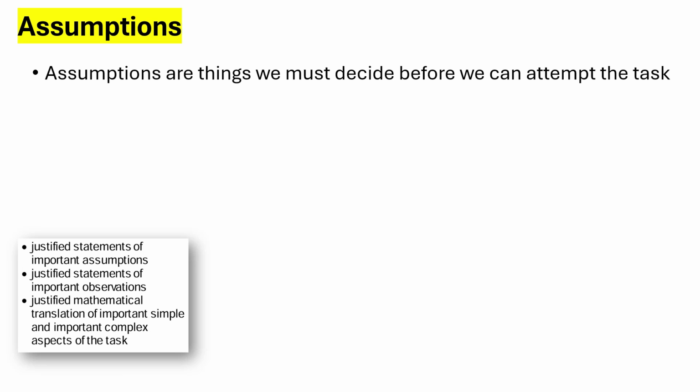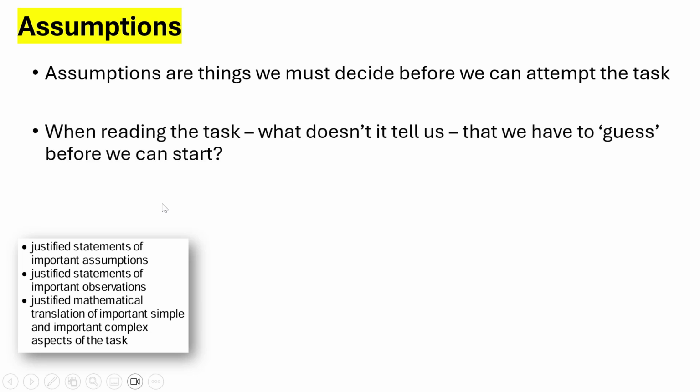Assumptions are things that you need to decide before you can go on. Right? So it's not being given to you. The information has not been given to you within the task. You have to make a decision or you can't move forward. So you're assuming that this is correct information because it wasn't written anywhere. All right, so when you read the task, what doesn't it tell you? That you have to kind of guess, educated guess, because without it, you can't even begin.